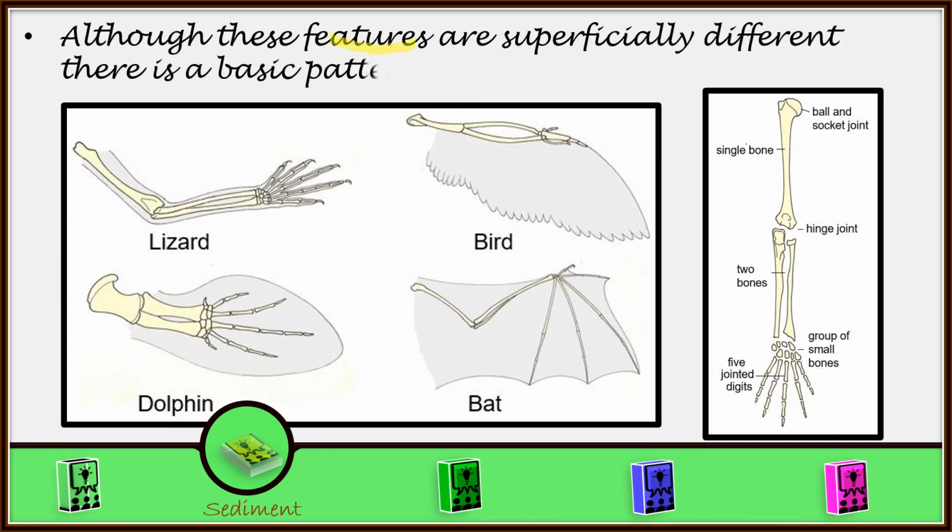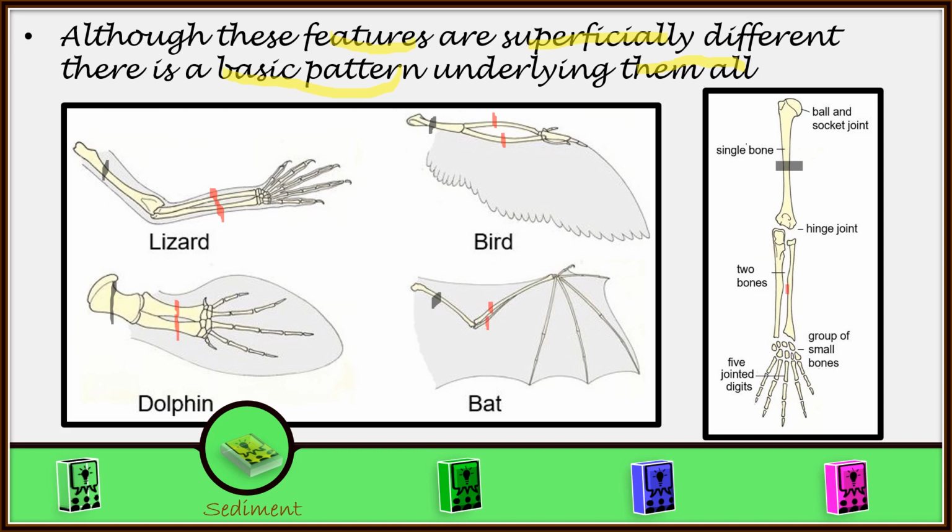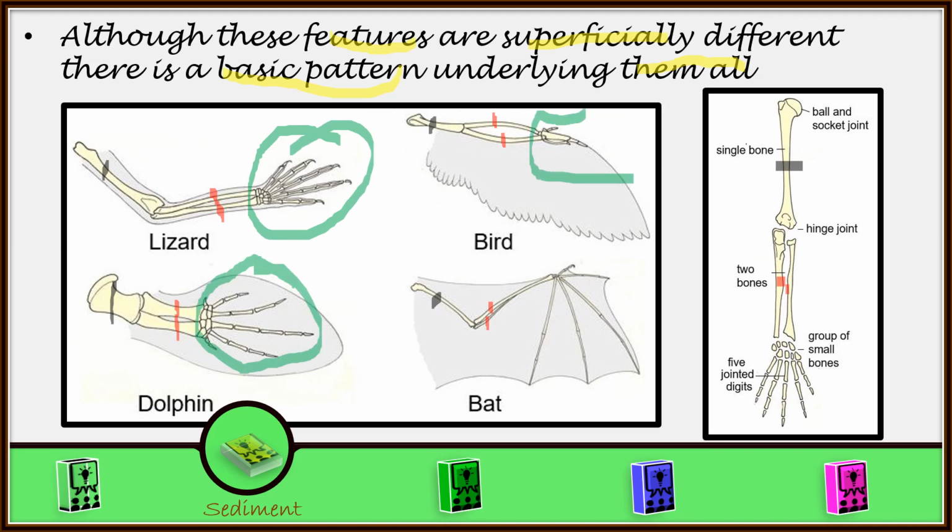So although these features are superficially different, there is a basic pattern underlying them all. That one we have seen, the basic pattern: one bone, one bone, one bone. Then we have two bones, this and that, here, that and that, there is this one and the other one. Then later on we have very many smaller bones which are joined together. You can see those small bones joined together. So they have got an underlying basic pattern in all of them.